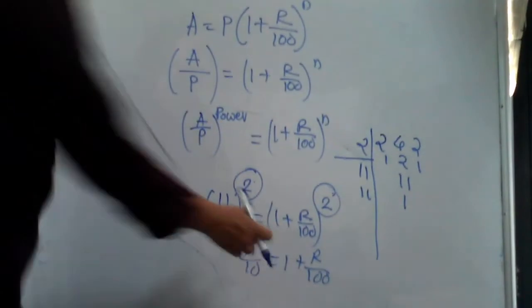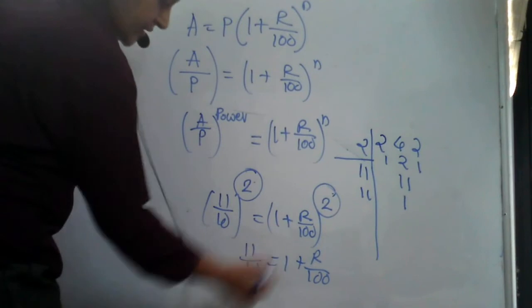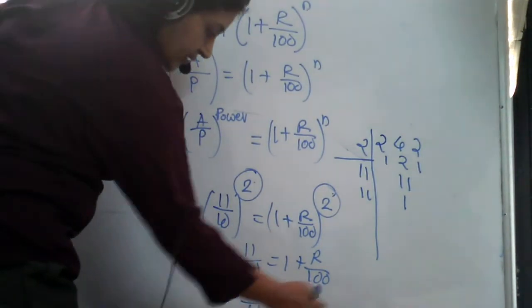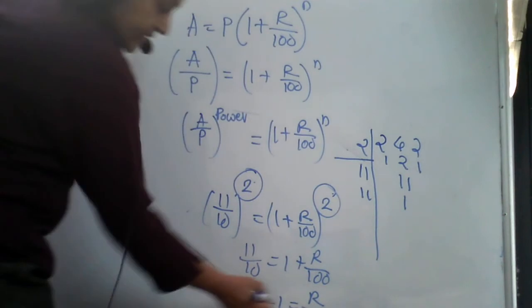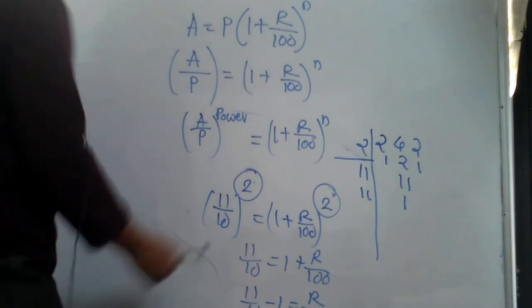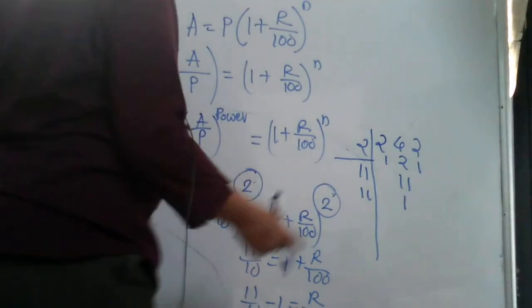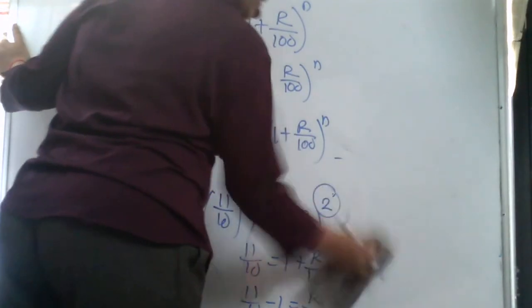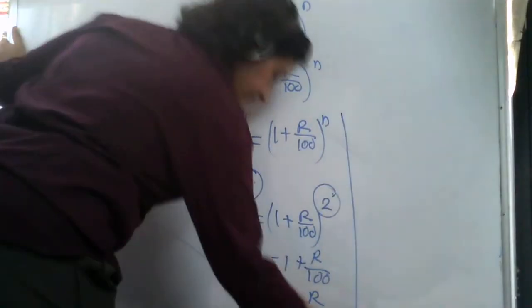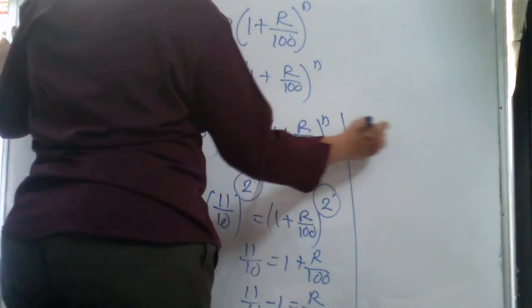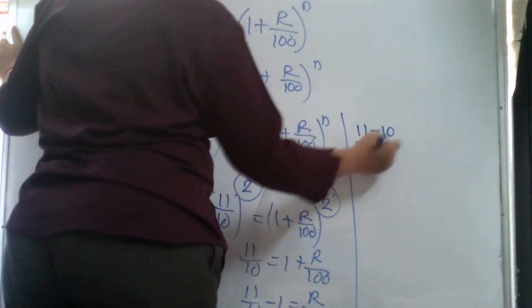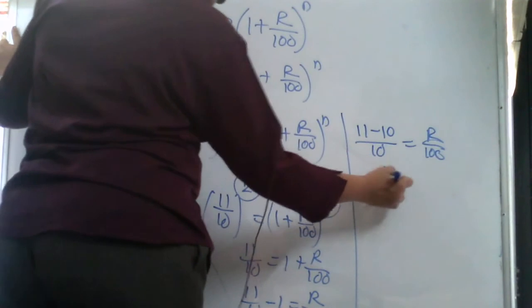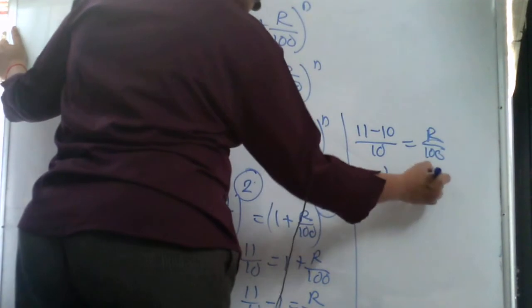Now you can transpose 1 to this side. What will happen? So 11 upon 10 minus 1 is equal to r upon 100. So 11 upon 10 minus 1 would be what? 1 by 10. I'll show the calculations here. 11 minus 10 upon 10 is equal to r upon 100. What will I get? 1 upon 10 equals r upon 100.